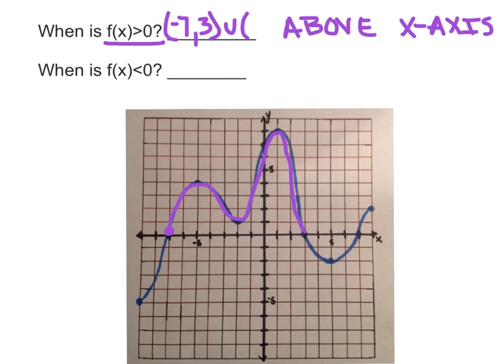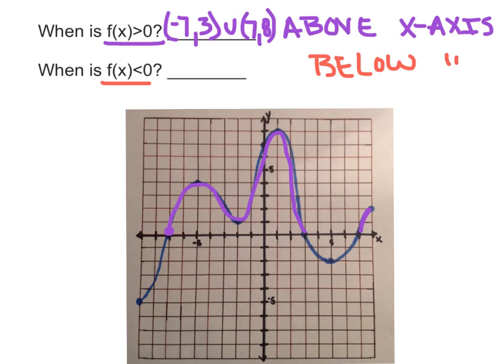But that's not the only time. I almost forgot about this little rascal hiding over here, and that would be from 7 to 8. So I'm going to try to squeeze that in there, and hopefully it doesn't get too piled up. There we go. And then, let's see, when is f of x less than 0, aka below the x-axis?